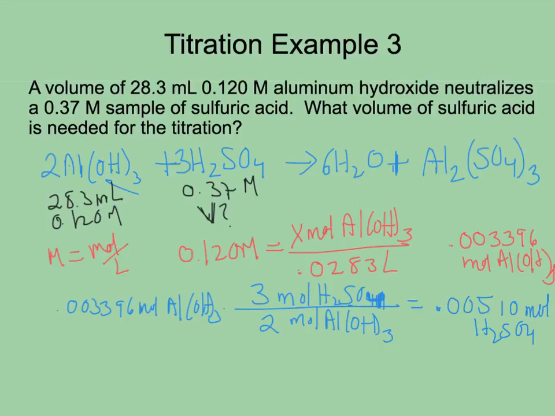And then my last step is to answer the question. I wanted the volume. So I have the molarity, I have the moles, I can figure out the volume. Molarity is moles per liter. And so I know it's 0.37 molar is equal to 0.00510 moles over X liters. And I solve for the liters. It turns out to be 0.014 liters, and that's my answer.